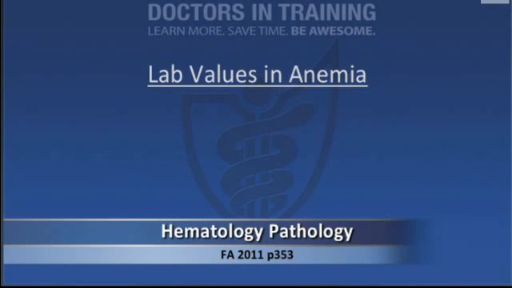Now let's go to Dr. McGinnis. Okay, so let's turn to page 353, and we'll discuss the lab findings associated with different types of anemia. So the first one there is iron deficiency, and let's contrast for a moment. Let's look at both iron deficiency and anemia of chronic disease.